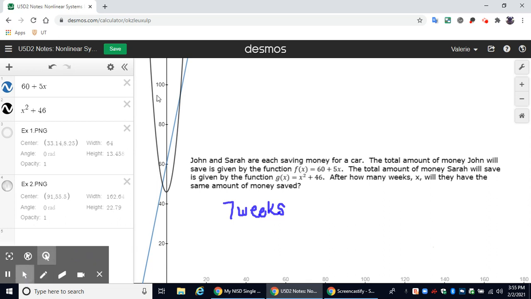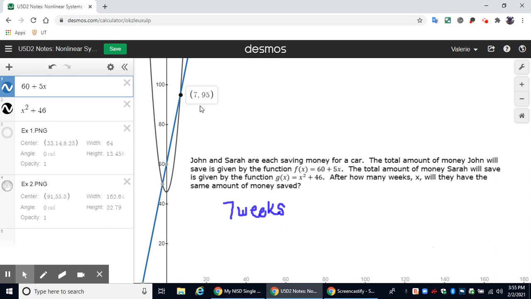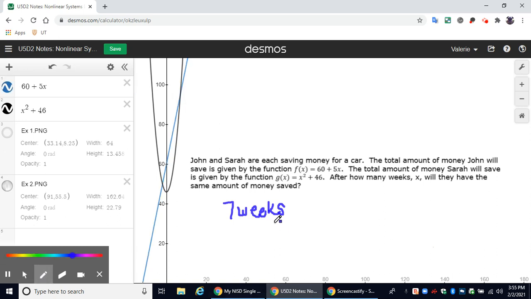So then the point of intersection also had a y value. So do you know what the 95 is going to represent? If you guessed it, that's how much money they would save, then you are correct. So at 7 weeks, both John and Sarah will have saved $95.